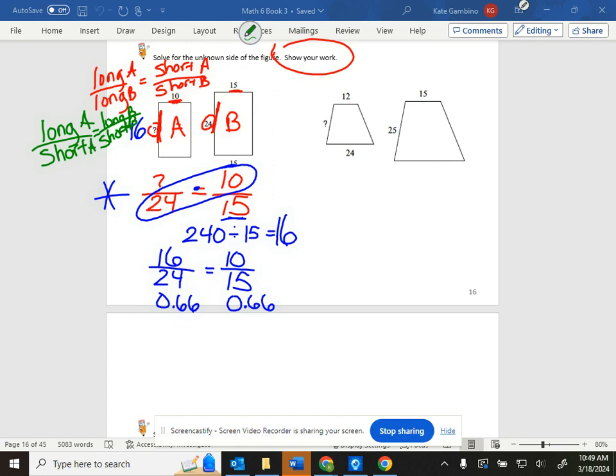So we don't know this 16, so I'm going to put the question mark. So I've got my long A is the question mark, short A is the 10, long B is the 24, short B is the 15. Let's do the same thing. If I do 10 times 24, what do I get? 240. And what do I do with that 240? Divide by 15.